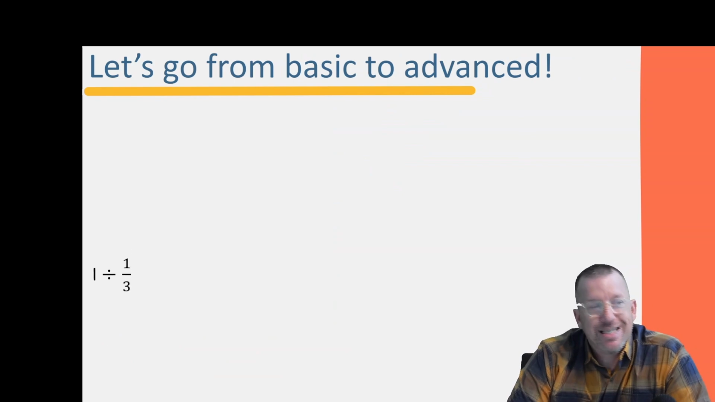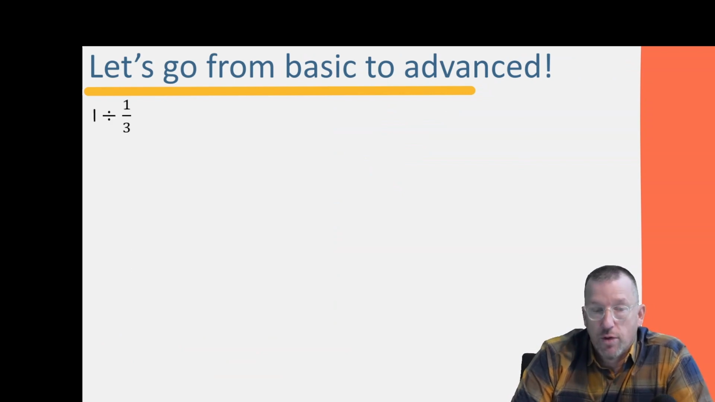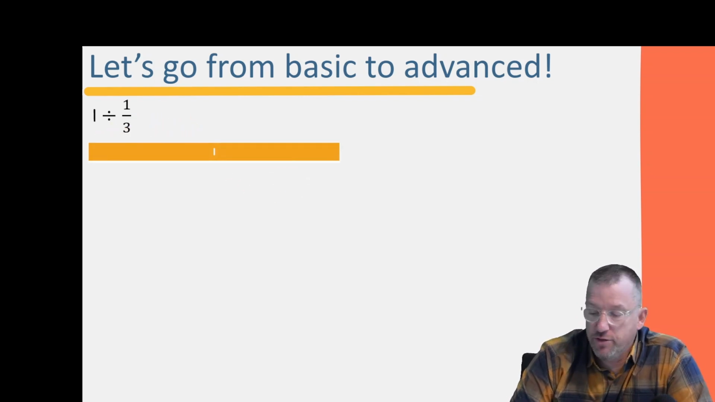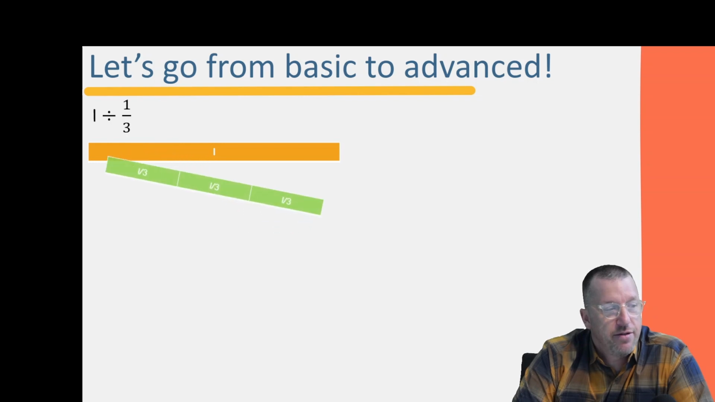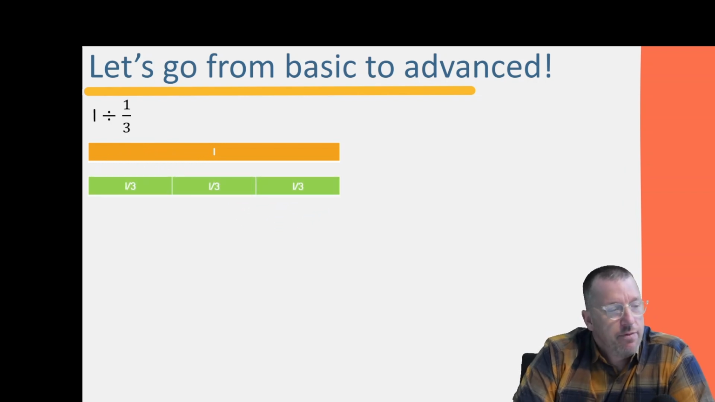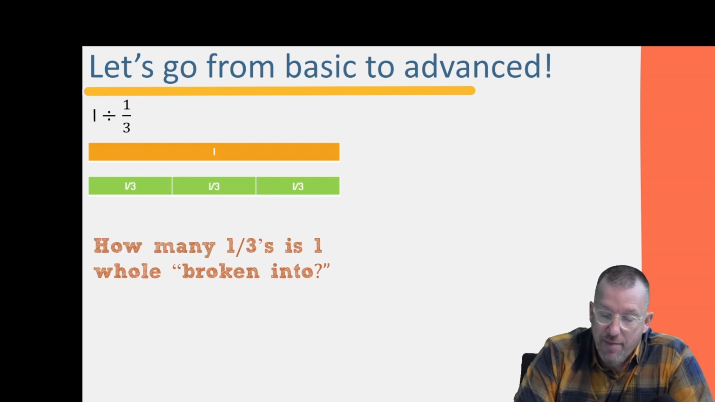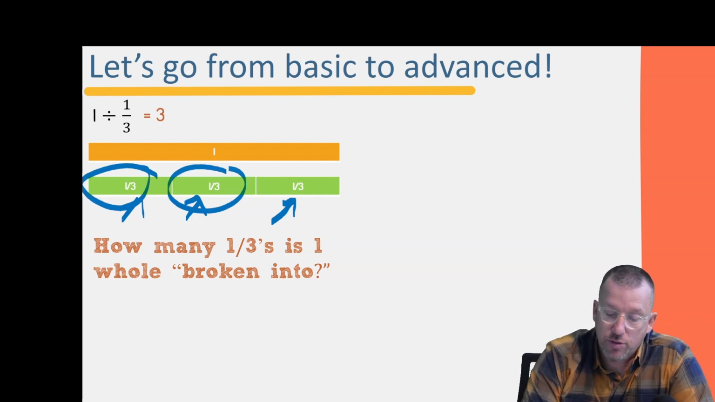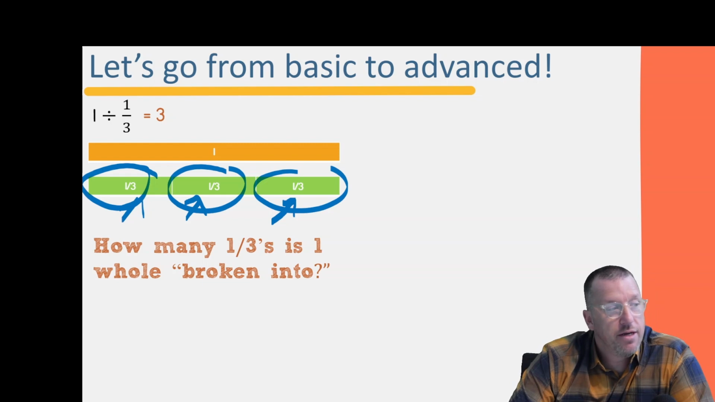Okay, so let's go from basic to advanced. Let's say we have 1 whole, and we're going to divide it into thirds. So the first thing we do is use a 1, which is our whole, and divide that into thirds. When we do that, how many of those thirds is 1 whole broken into? Well, you can see that 1 whole is broken into 3 of these. So you would say 1, 2, and 3. 1 broken into thirds gives us 3.